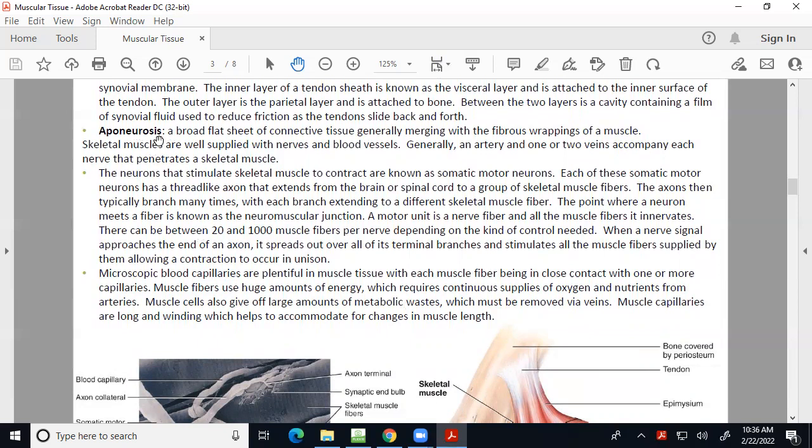Okay. The last structure listed here is a term you probably have never seen before. What we call an aponeurosis is a broad flat sheet of connective tissue, generally merging with the fibrous wrappings of a muscle. Basically, an aponeurosis is kind of like a flat tendon. We see those, for example, on top of our head. We have the muscle in your forehead that you can use to raise your eyebrows, what we call the frontalis. And then on the back of our head is what we call the occipitalis. On the very top of our head, connecting those two muscles is what we call the epicranial aponeurosis. And we'll see that in our next lecture.